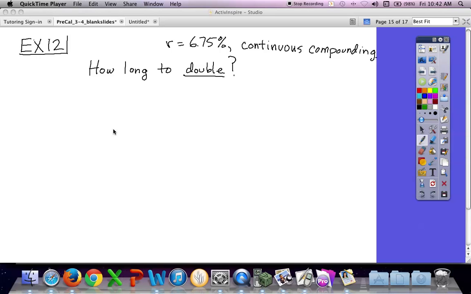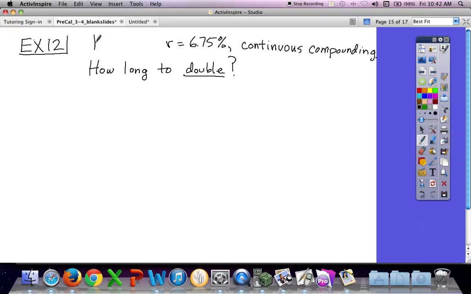So this is example 12 in the book, right? It says, you have deposited $500 in an account that pays 6.75% interest, compounded continuously. How long will it take your money to double? Okay, and actually, I made a mistake there. I should have left that in.